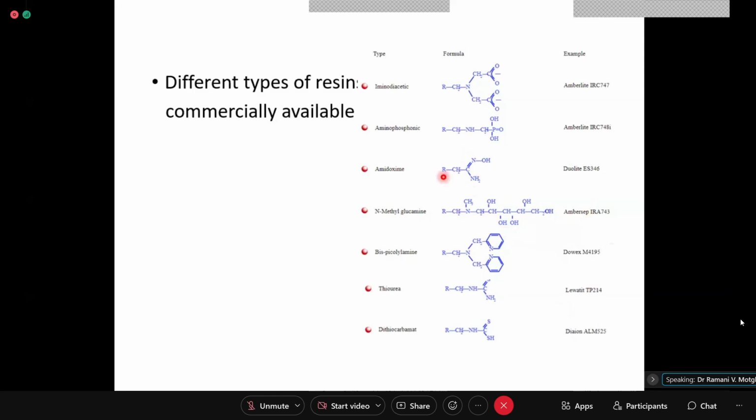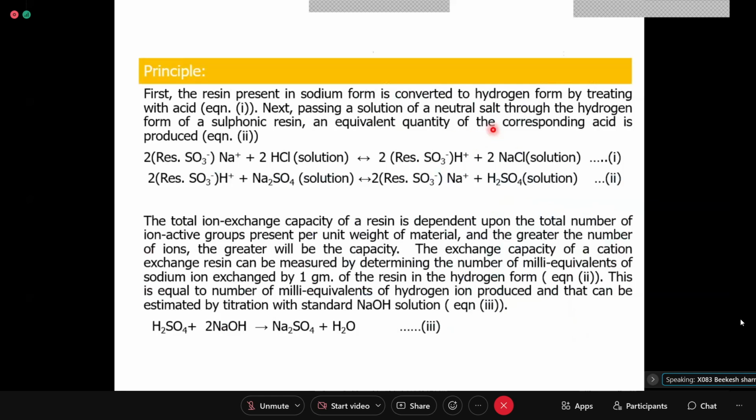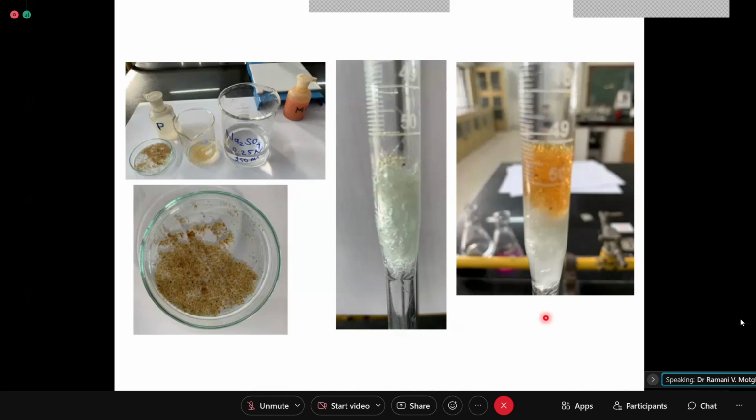Now, in principle, this is an experiment which we will perform. That is your fifth experiment, and this slide is coming from that experiment. Even this slide is coming from your experiment only.